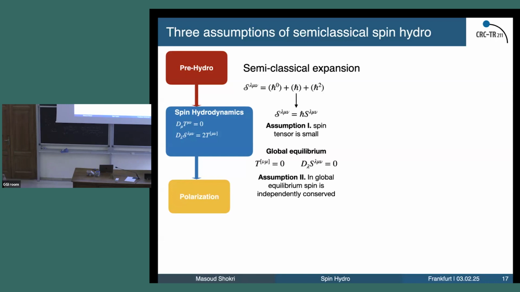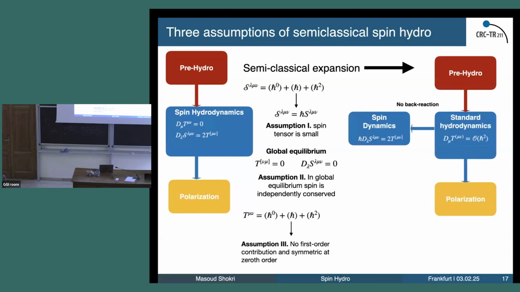The second assumption: we choose a pseudo gauge that is only in global thermodynamic equilibrium, the GLW pseudo gauge, that eliminates the antisymmetric part of T mu nu and gives rise to S being conserved. But this is only in global equilibrium. And the last assumption, which comes from quantum kinetic theory results, is that any contribution to T mu nu only appears at second order in h bar. So there is no first order h bar contribution to T mu nu.